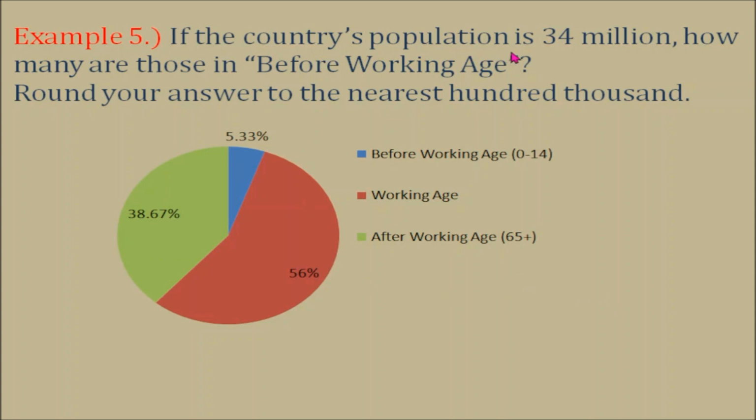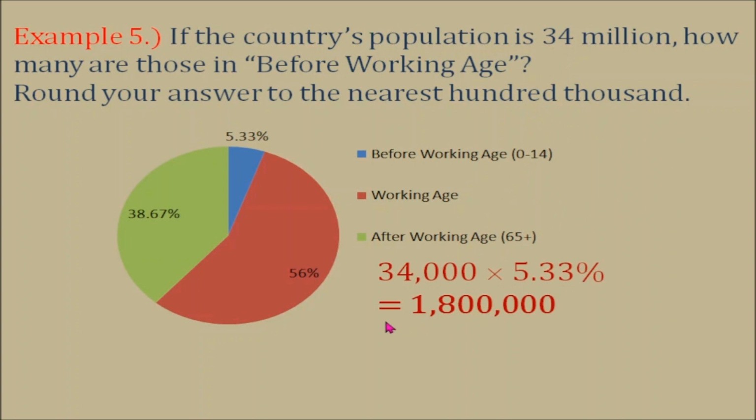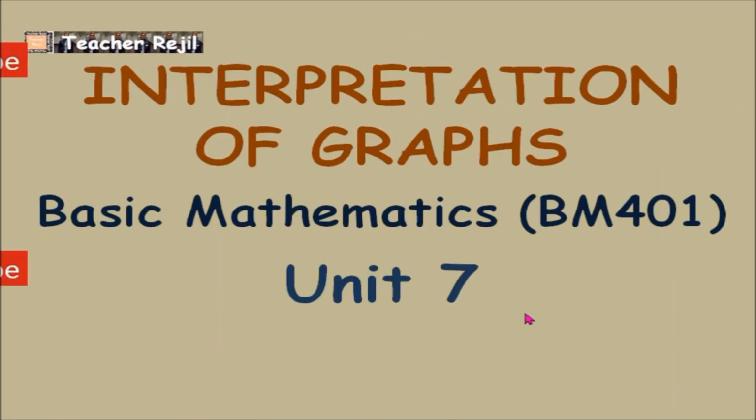Example number 5. If the country's population is 34 million, how many are those in before working age? Round your answer to the nearest 100,000. So we have here before working age, the blue one, so it's 5.33%. So that means to solve the problem, we are going to multiply 5.33% by the population, which is 34 million. So that's 34 million times 5.33%, and that is equal to 1,800,000.